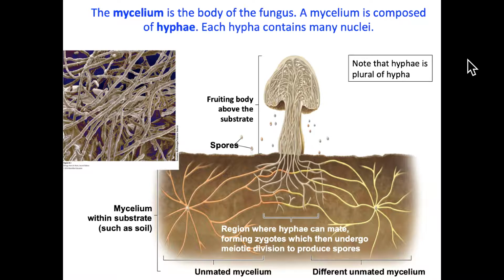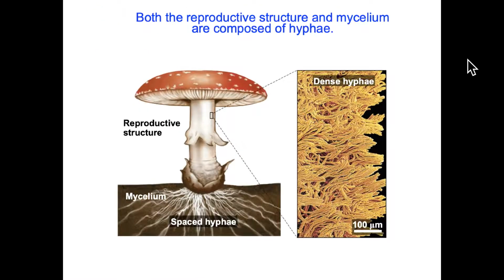Notice that in this conversation of mycelium and hyphae, in some sentences hyphae ends with an E, and otherwise it ends in an A. Hyphae with an E is the plural of hypha. Remember that both the reproductive structure above ground and the mycelium, the below ground widely spaced hyphae, are dense concentrations of hyphae, shown here on the right. So all of these are the same kind of structure. They are multinucleated organisms called hyphae.